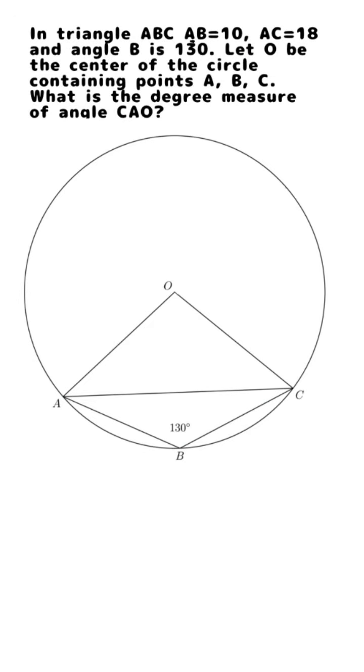Problem 5. In triangle ABC, AB equals 10, AC equals 18, and angle B is 130 degrees. Let O be the center of the circle containing points A, B, and C. What is the degree measure of angle CAO?